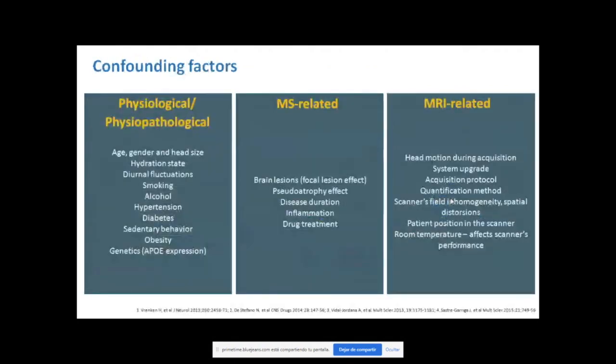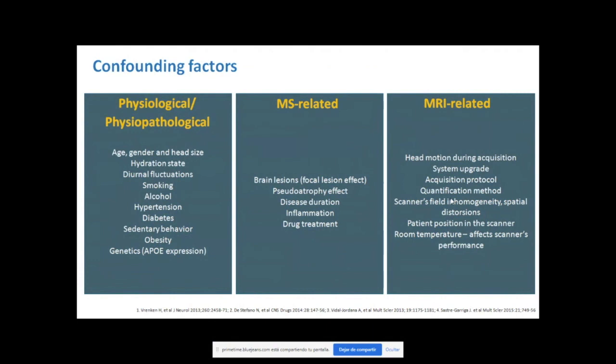The second point I would like to discuss is the different confounding factors that will affect the measurements we obtain with all these tools. We have factors that can be classified as physiological or physiopathological, such as the age of the subject, the gender, the head size. These are not really a problem because in all these tools we have ways to minimize or get rid of them by a normalization process.